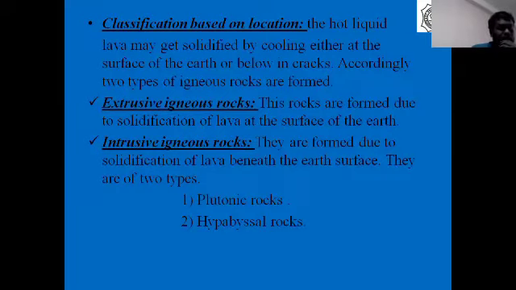The next type is hypabyssal rocks. Often magma coming up from below does not reach the surface and gets solidified in cracks. Often, when the lava is coming out from a volcano, the entire lava doesn't come out. Some of the lava could not reach the surface of the earth and gets trapped in cracks and joints, forming hypabyssal rocks.